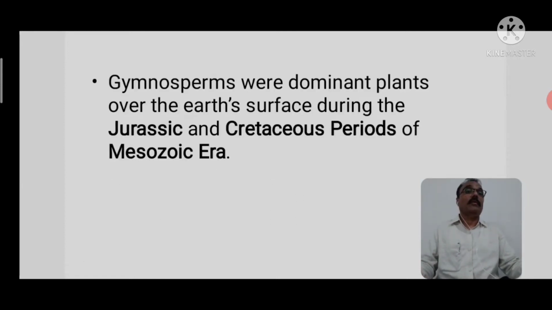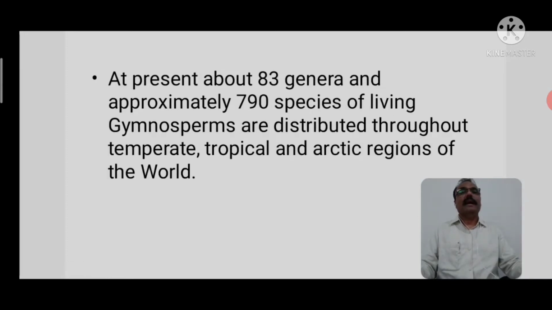Gymnosperms were dominant plants over the earth's surface during the Jurassic and Cretaceous period of the Mesozoic era. At present, about 83 genera and approximately 790 species of living gymnosperms are distributed throughout the temperate, tropical and arctic regions of the world.